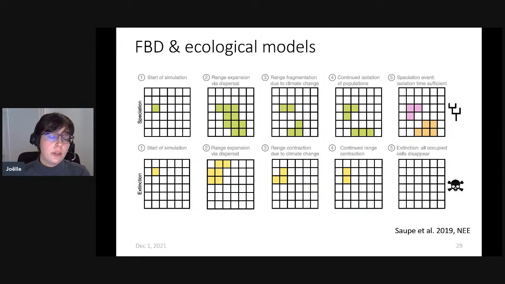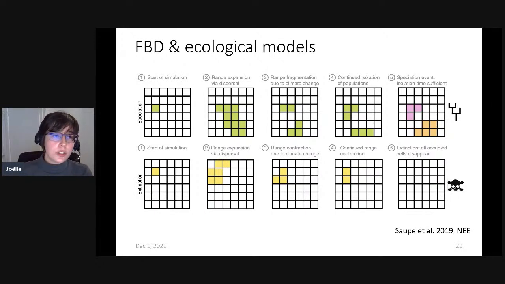So if we look at the top line of this figure, you can see the speciation process. We start with a species that's occupying one geographical area, then it expands. And then possibly due to climate change, there's a fragmentation of that range with two populations that end up becoming isolated. And then as they keep being isolated, eventually they diverge, and this creates a speciation event. Similarly, we can see on the bottom row the extinction process. The species is going to expand geographically, and then again, due probably to climate change, it starts contracting. It occupies less and less geographical area until it occupies none, and then that's extinction.